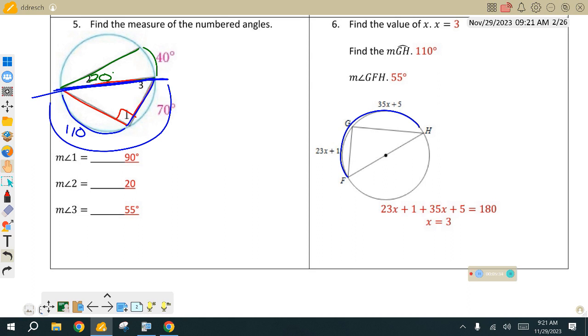Assuming I solved that out right, nobody called me out on it yet. So x equals 3. If x equals 3, we've got the x. It also asks you to find those two other things. We solved for x, which is 3. Now where is arc GH? Arc GH is this 35x plus 5. You've locked in x is 3, so let's go to that calculator and plug it in. 35 times 3 plus 5. Calculator says, I think, 110 hopefully.